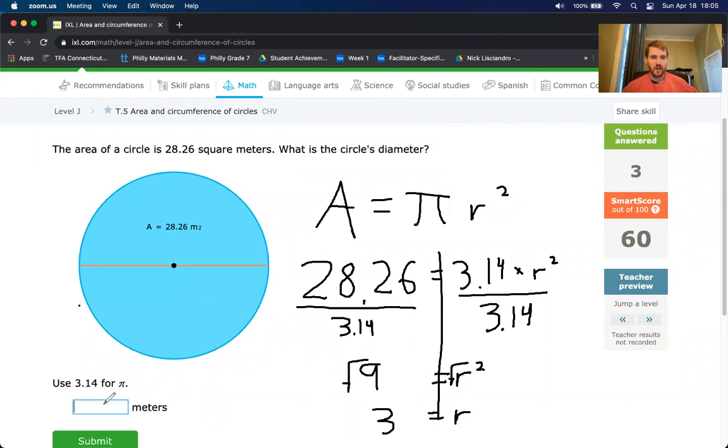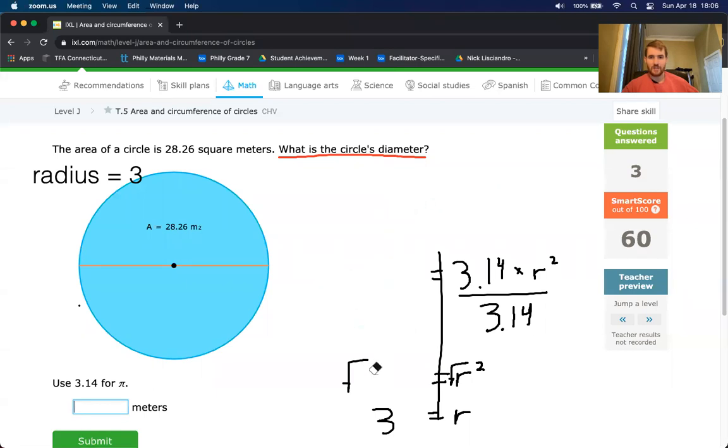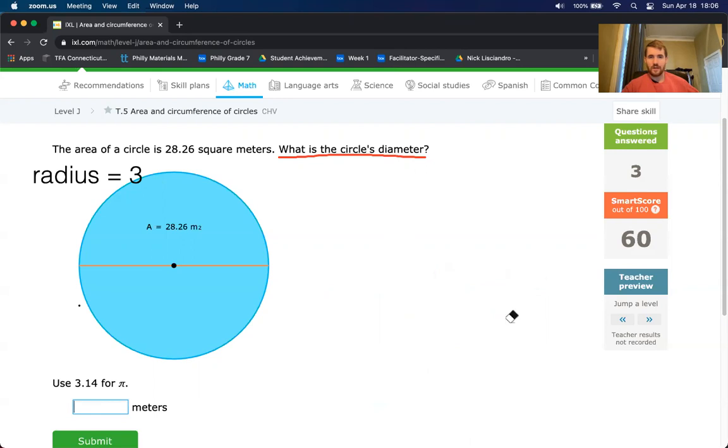So you're probably about to write in 3 for the answer, but wait, that is not right, because what is the problem asking? It's asking to find the circle's diameter. So now we know that the radius equals 3, but we don't know the diameter. Maybe you already know how to do this last step, but just in case you don't, let's check out the formula for the diameter.